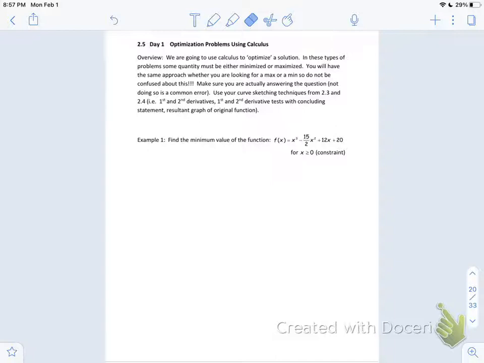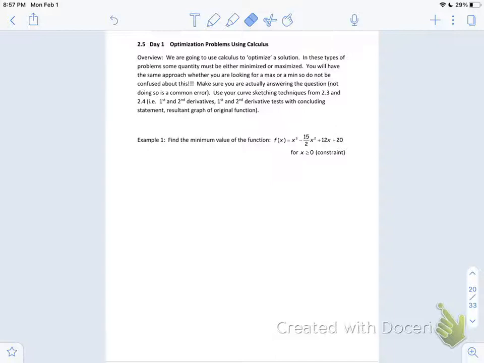In these types of problems, some quantity must be either minimized or maximized. You will have the same approach whether you are looking for a max or a min, so do not get confused about this. Make sure you are actually answering the question. Not doing so is a common error. Use your curve sketching technique from 2.3 and 2.4, i.e. first and second derivative test with concluding statement resulting graph of original function. Okay, so we're probably not going to be doing the resultant graph of the original function, but we'll get to that in just a second.